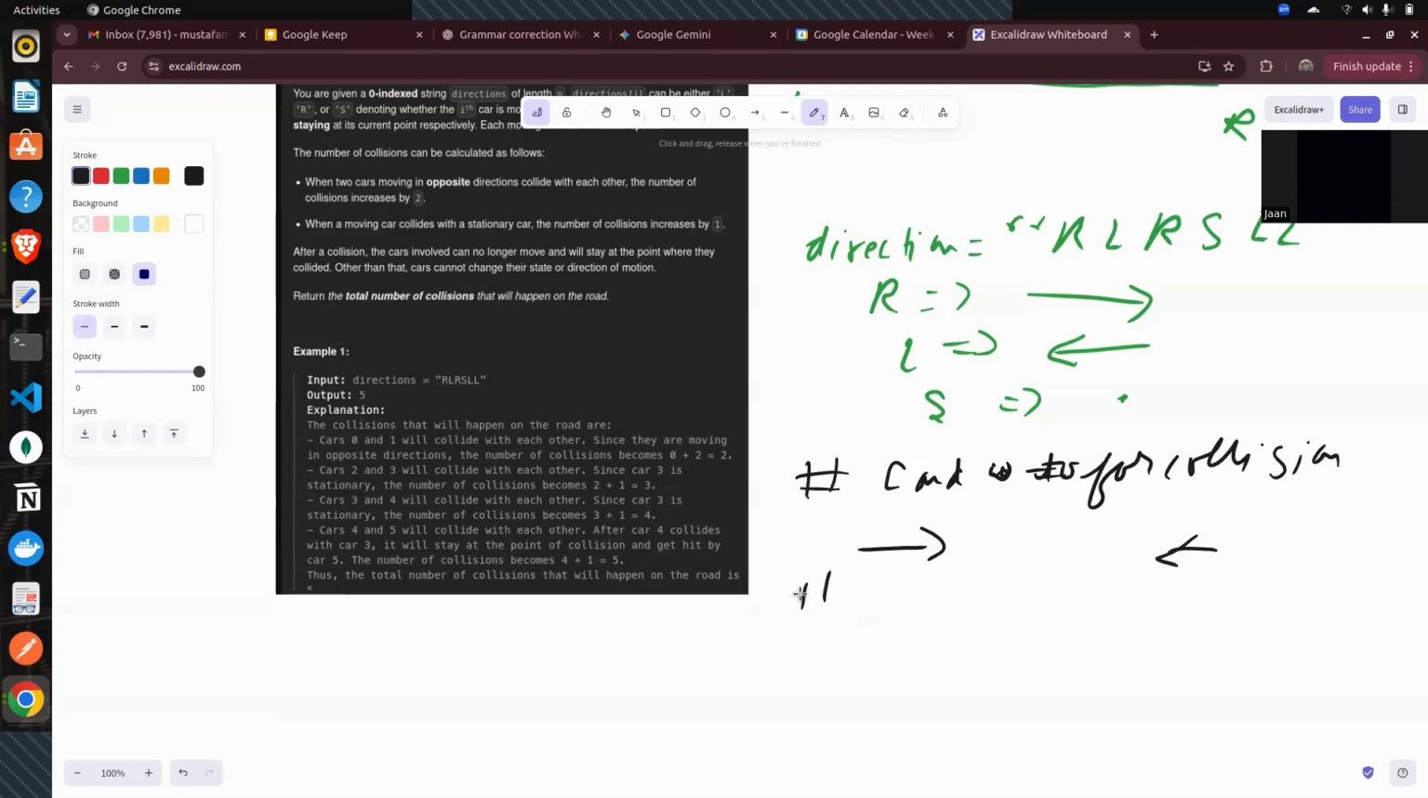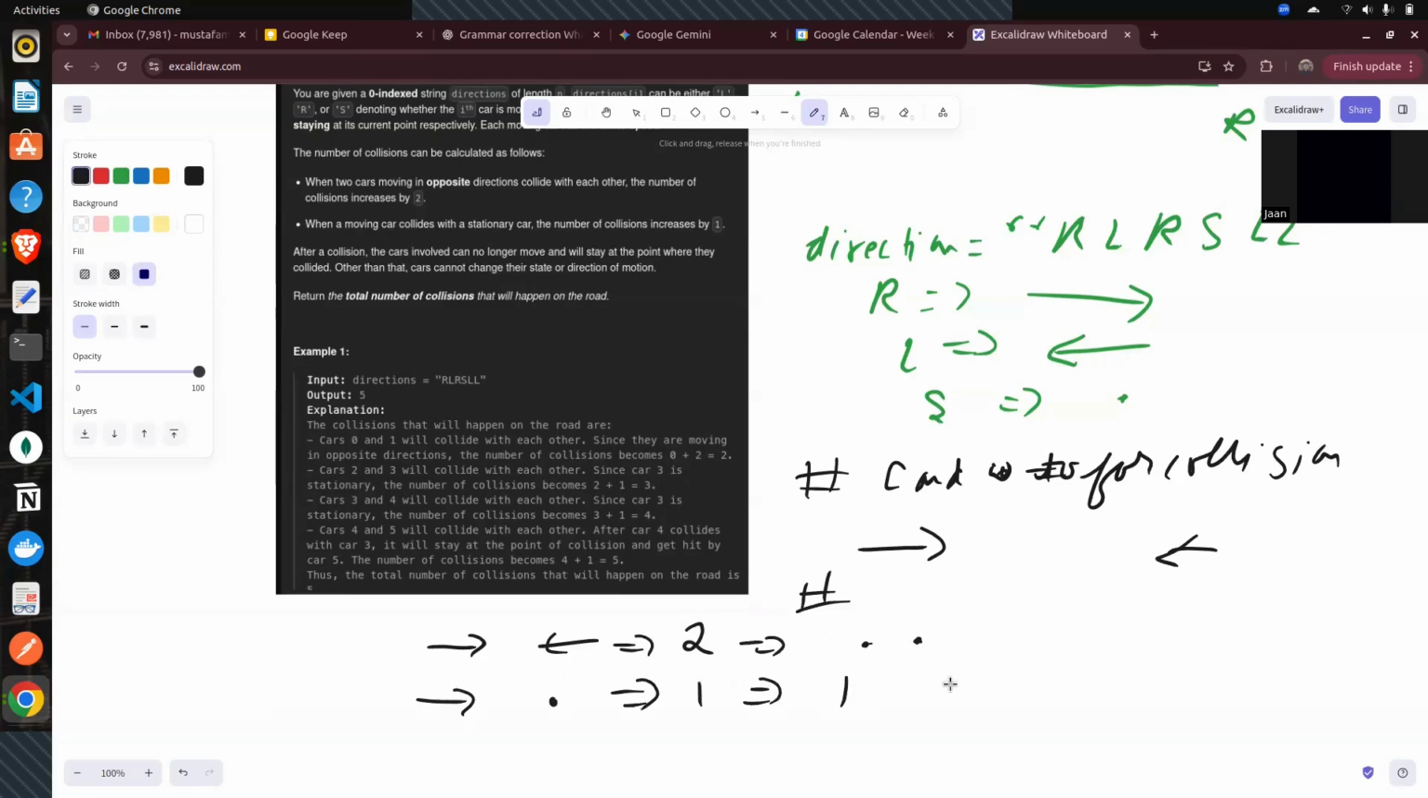And one more observation is that after a collision, the cars can no longer move and will stay at the point where they collide. To calculate the number of collisions, if two moving cars collide, then the number of collisions is two. And one of the most important parts of the question is that after the collision, both cars come into the static position. And if one car is moving and another car is stationary, the number of collisions will be one.